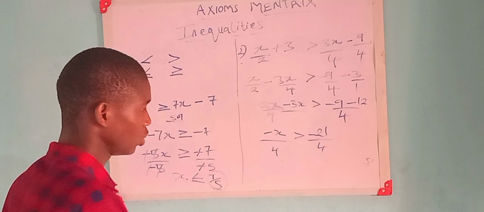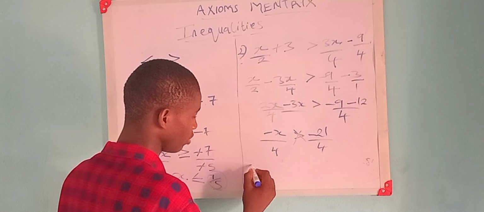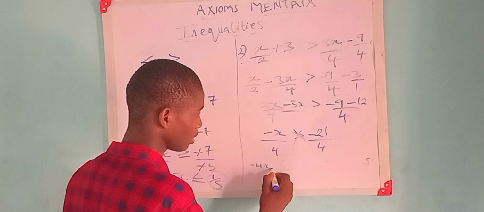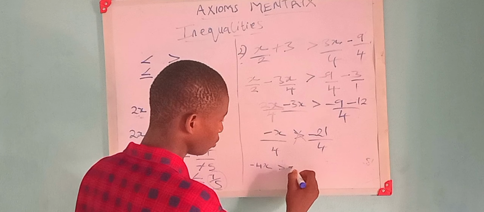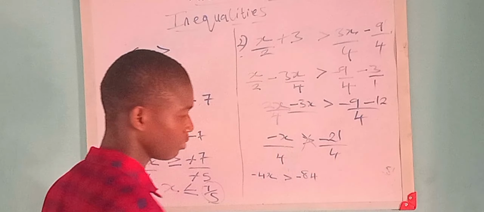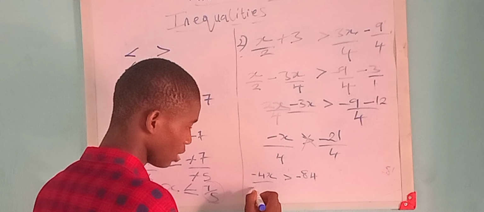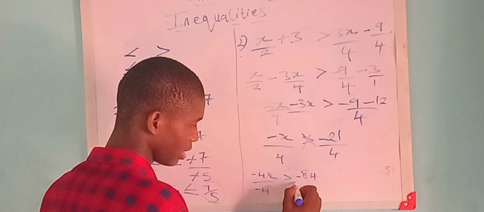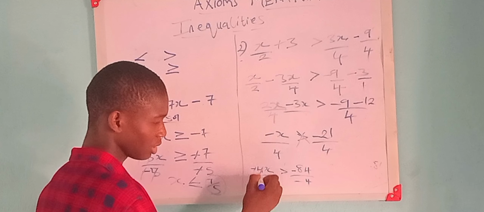Cross multiply. So when I cross multiply, I'm going to be having this multiplied by this, which is going to give me minus 4x is greater than this multiplied by this, which is going to give me minus 84. Right? So we'll continue from this place. We are going to divide by what? Minus 4 and divide by what? Minus 4. Right? So this cancels this, this cancels this.